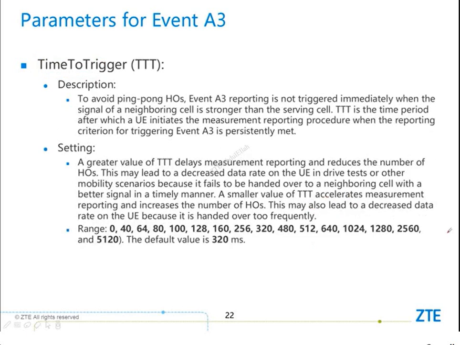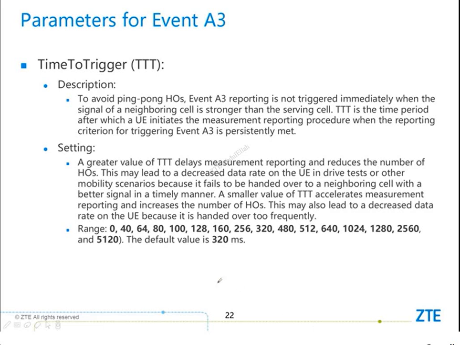Okay, the next is the TTT, time to trigger. This parameter is also very important. It is used to avoid ping-pong handovers. That means even when we find the neighbor cell's quality is now better than the serving cell quality, we still need to wait for a time. After this time runs out, if the neighbor cell quality is still better than the serving cell quality, you can hand over. So this timer is TTT.